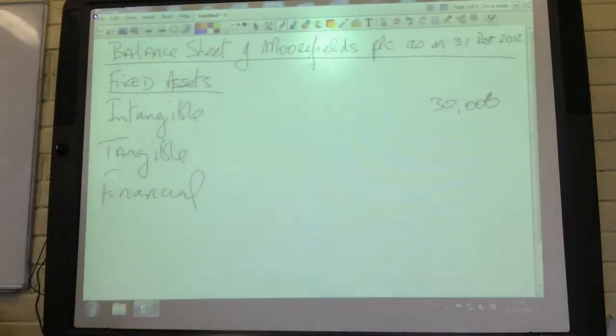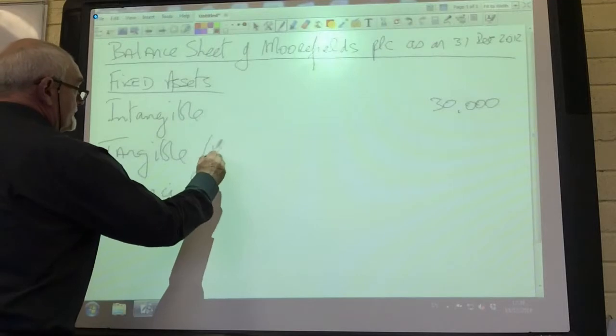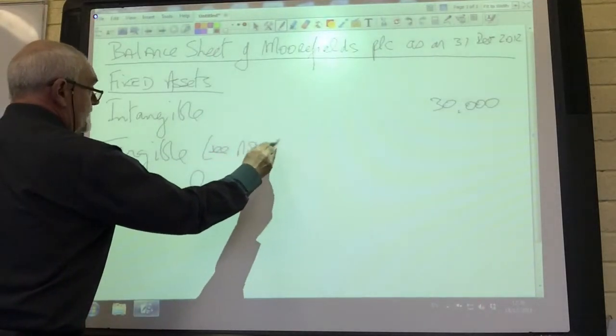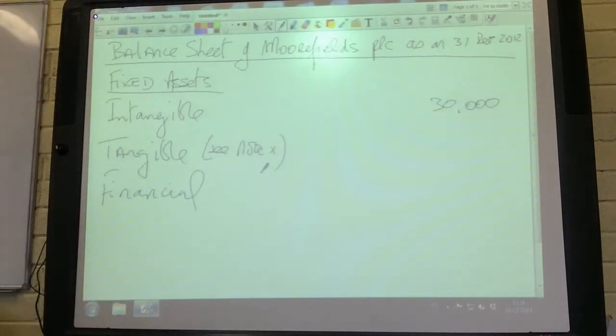The trial balance entry is 36,000, and we've written off 6,000 for amortisation, and that brings us down to 30,000. The adjustments tell us that the original cost was 60,000, but we're not showing that here, just the written down value of 30,000. Then the tangible assets have a note on them. See note, whatever it is. We'll be coming back to that later on, where there's a full explanation of where the figure comes from.